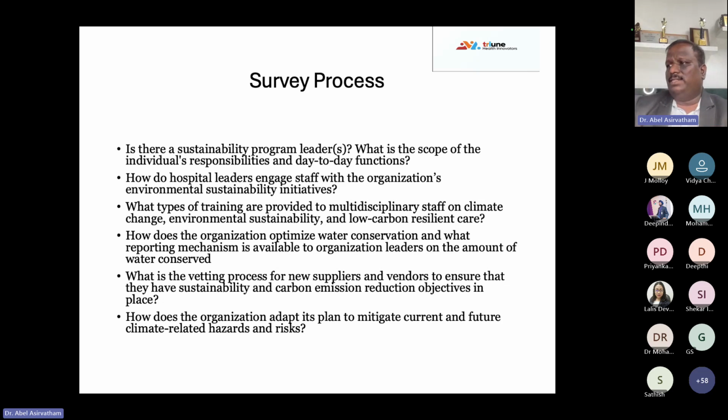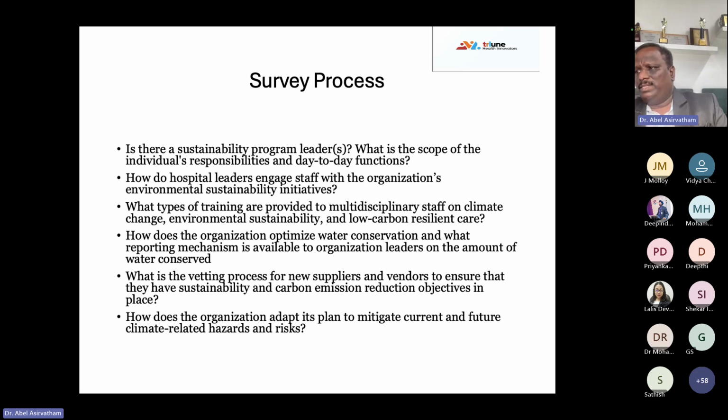How do hospitals engage staff with organized environmental sustainability initiatives? Okay, very, very important. What types of training are provided to multidisciplinary staff on climate change, environmental sustainability, low carbon resilient care? You can make a PPT for this. Lot of resources available online. Okay, you can choose one and that can be made part of the induction module also.